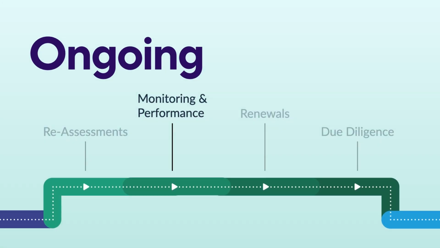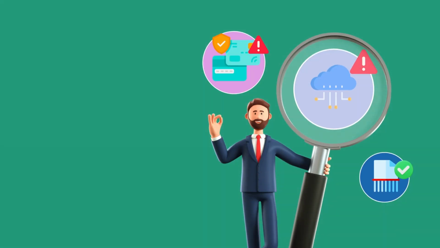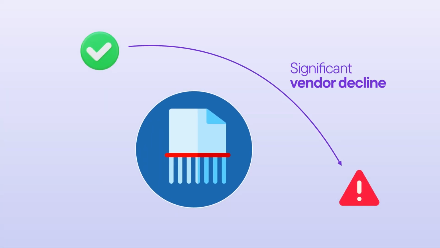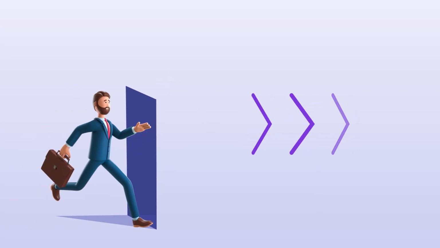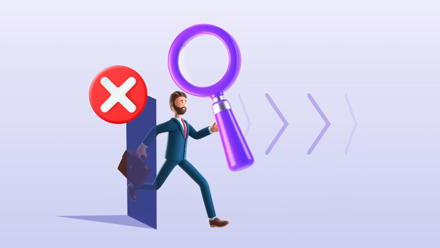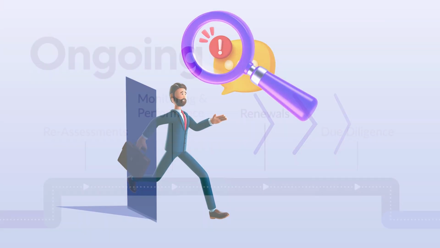The next part of the ongoing stage is risk and performance monitoring. This keeps you informed of any issues that may need to be addressed. For example, a significant decline in the vendor's performance may require you to follow through with your predetermined exit strategy. Or through risk monitoring, your organization discovered a vendor has negative news about ongoing litigation.